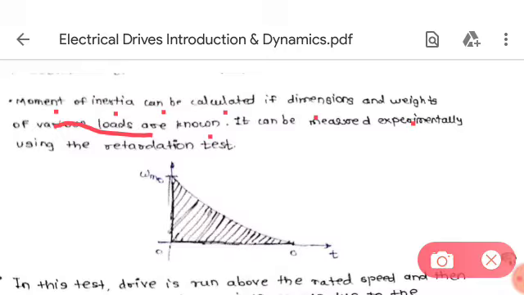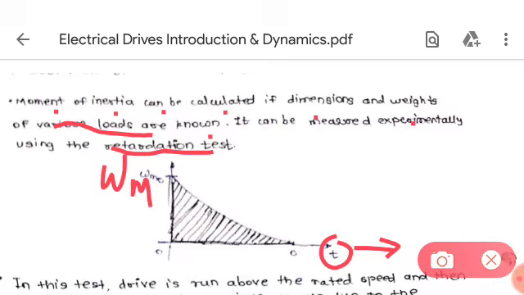Instead of that, experimentally using retardation test, we can determine the moment of inertia. It is obviously some approximate value, but still the results of this test will be very good. Now, as you see here, the curve is plotted, which is the change in the speed omega m with respect to time. There is some initial speed you can see, and this is the curve. So it is speed with respect to time. Now how to plot this curve?